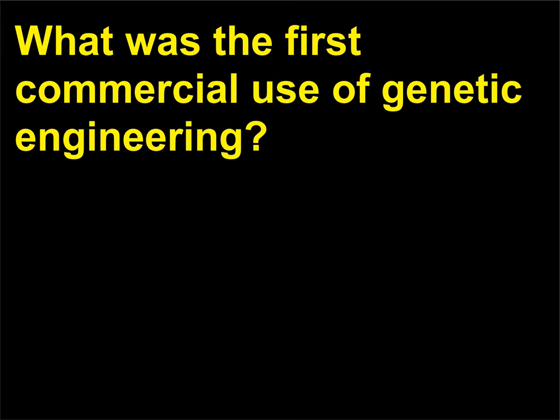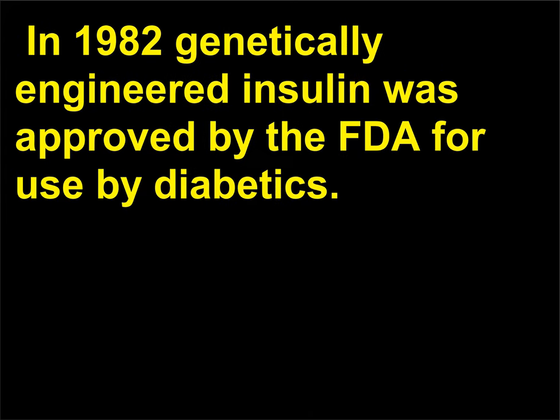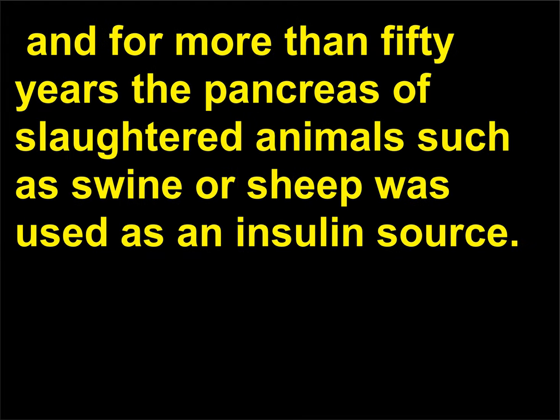What was the first commercial use of genetic engineering? Commercial recombinant DNA technology was first used to produce human insulin in bacteria. In 1982, genetically engineered insulin was approved by the FDA for use by diabetics. Insulin is normally produced by the pancreas. And for more than 50 years, the pancreas of slaughtered animals such as swine or sheep was used as an insulin source.